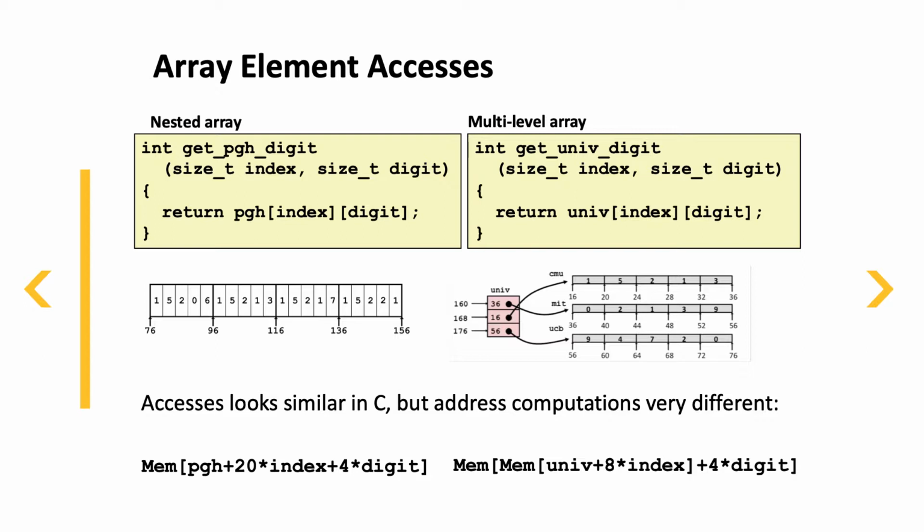In a multi-level array, on the other hand, we actually do 2 memory accesses, because we have to go to the memory to get us to the row first. Then we add our offset to get us to the appropriate column, and that's a second memory access. So we can see these two things, while they look the same in C, they act very differently when we get down to the machine code, and we have to compute them in different ways.